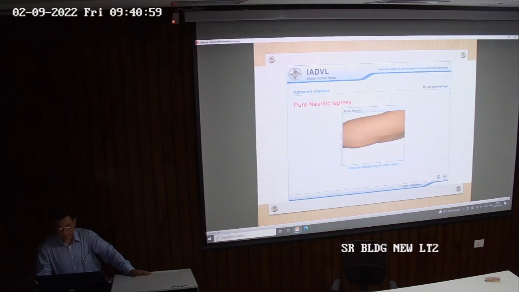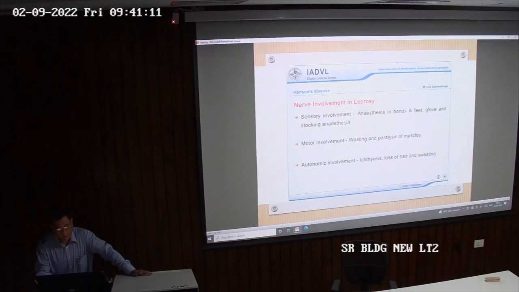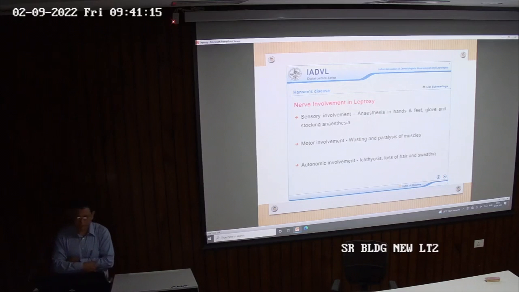You will find enlargement of the nerve. So note the thickening of the ulnar nerve. The ulnar nerve is thickened, but as such the skin lesions are not there. Nerve involvement in leprosy is very important, which leads to sensory impairment. Sensory involvement leads to anesthesia in hands and feet.